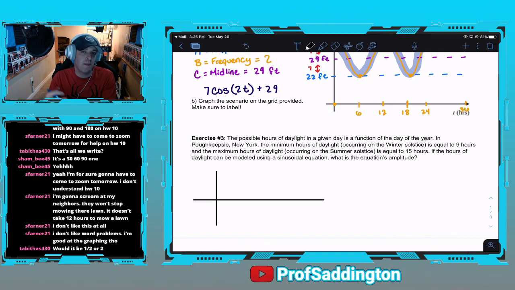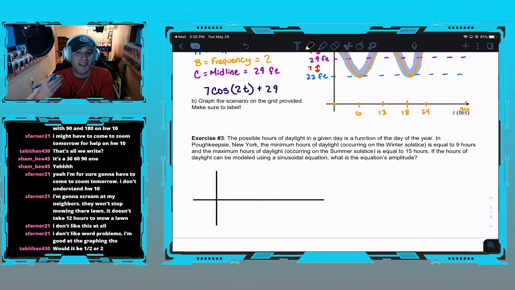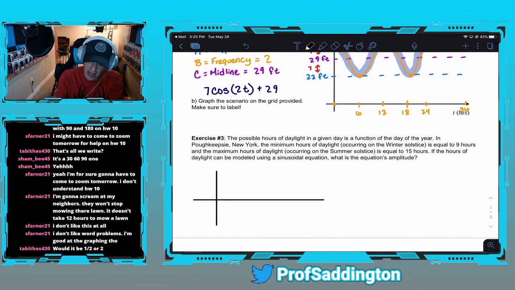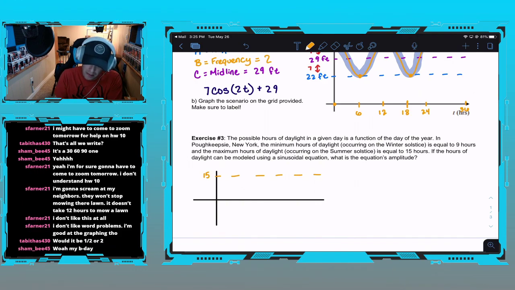And the same thing happens for the winter solstice, which is sometime in November. I think it's around that same time, November 20 or 21st. And that is the least amount of sunlight that you would get in a single day. So the max is up here at 15 hours. And the min would be at 9 hours.